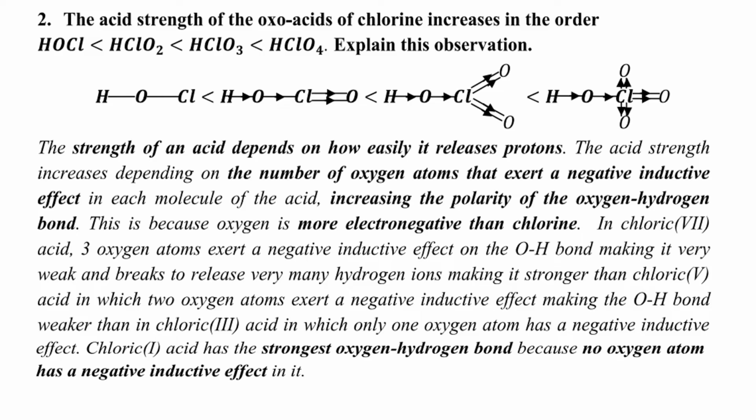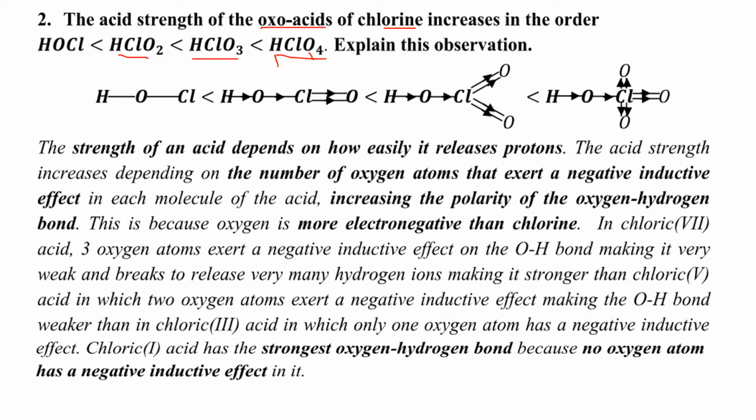Example 2, we are going to be looking at acid strength of oxy-acids. So compounds that have oxygen atoms in them and at the same time protons. So if you look at hydrogen ions and oxygen atoms present in a compound, we call those oxy-acids. So we are looking at oxy-acids of chlorine, in increasing order. The acid strength of the oxy-acids of chlorine atoms increases in this order.